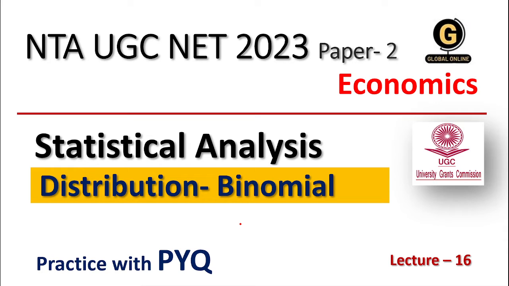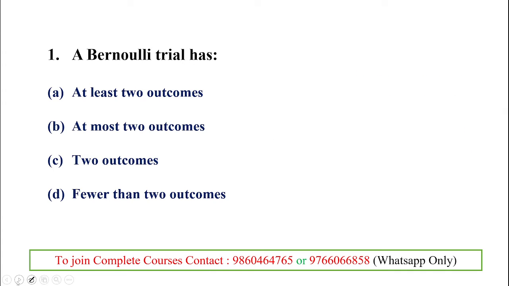Today we are discussing NTA UGC NET 2023 Paper 2 Economics. In this class, we discuss statistical analysis, and a particular topic from statistical analysis, that is distribution. We practice with PYQs and it will help you to get a clear idea about distribution and the concepts related to distribution. Today we are discussing two important distributions, binomial and Bernoulli. Let's start with the first question.